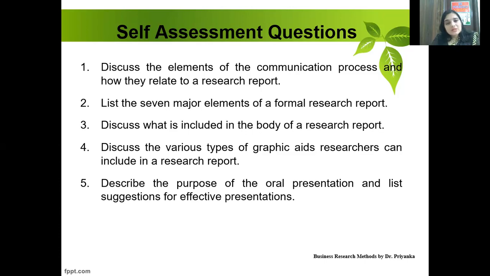Then use gestures to make them understand about things, right? This is very important. Then invite participation from the audience. If you will be inviting participation from the audience, then they'll be alert and they'll be listening to you, right? So this is also important.